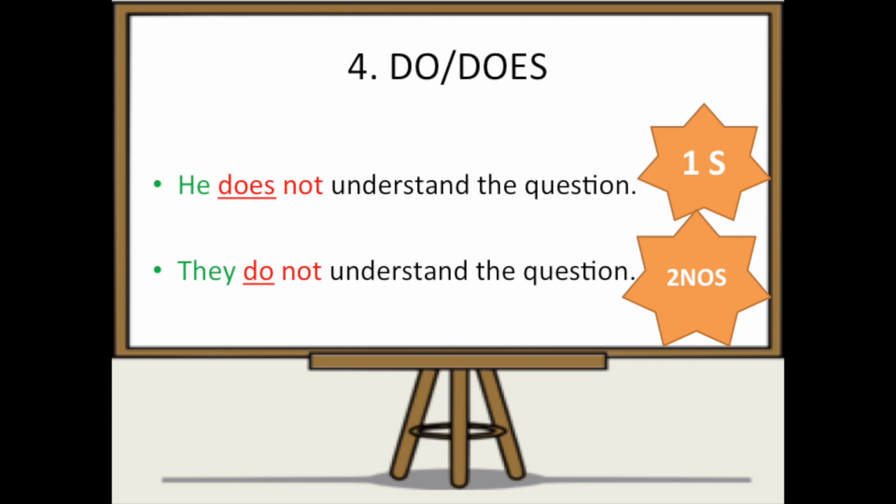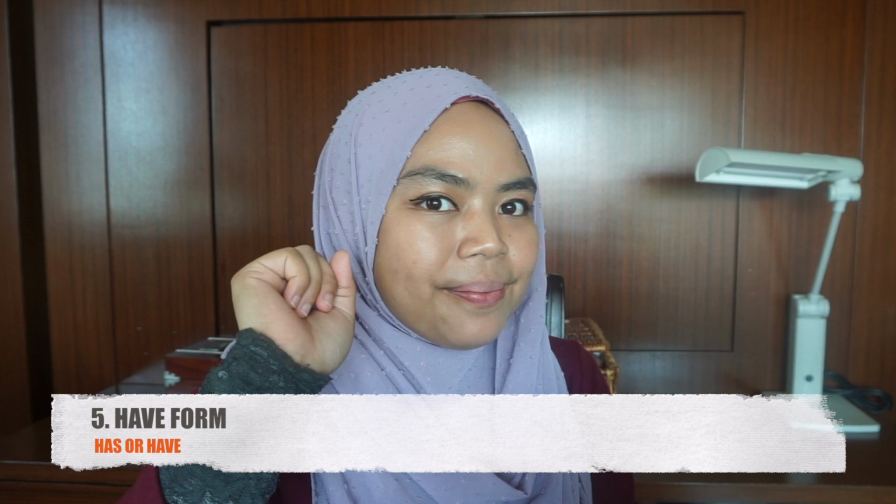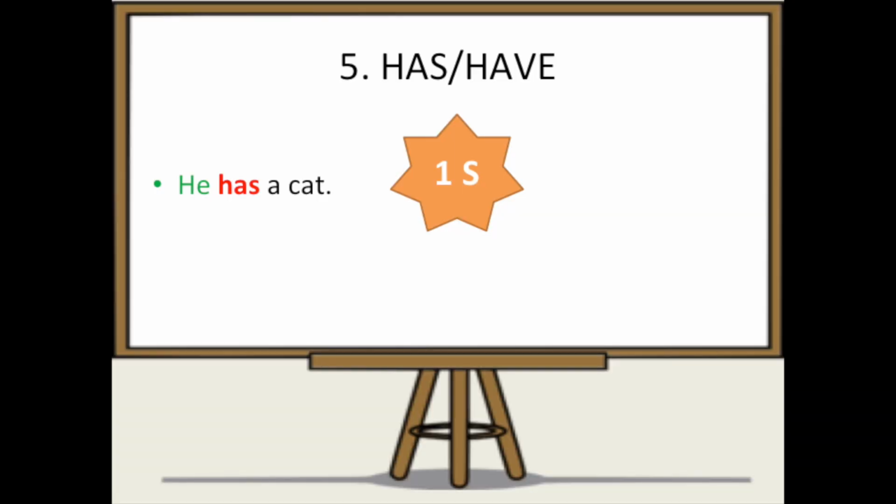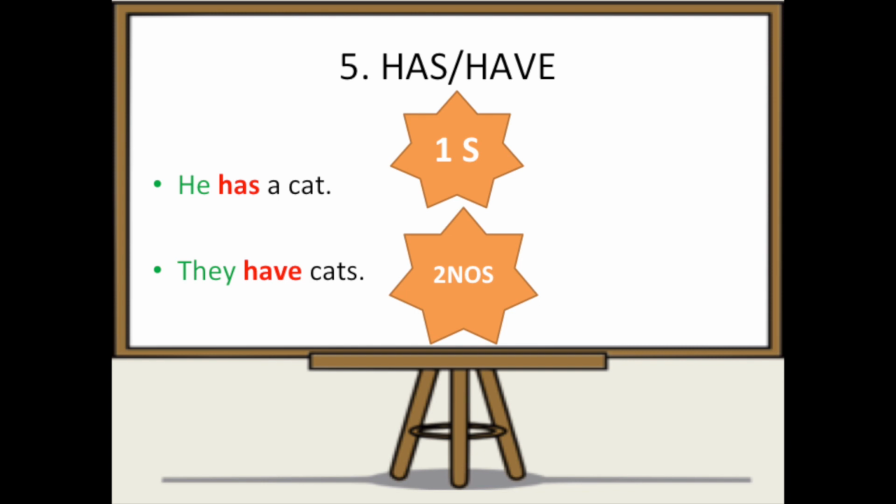Okay, use plural form. Next is has and have. Which one has s? Has or have? Has. So has is used with a singular noun and have for a plural noun. For example, he has a cat. He is one, has a cat. Okay, next, they have cats. They are two, right? Have cats.